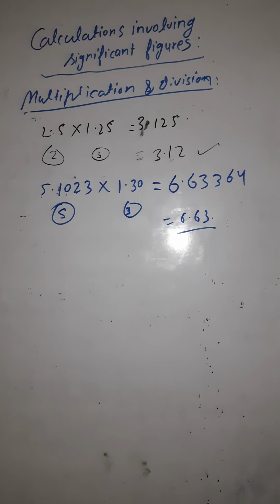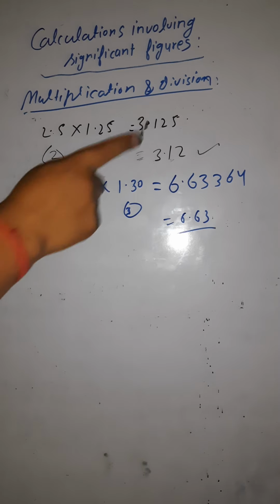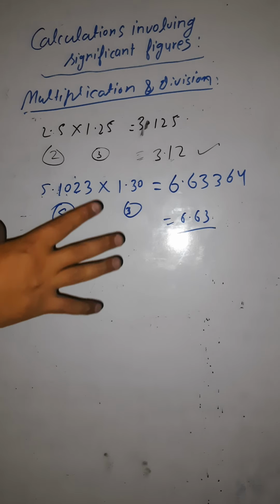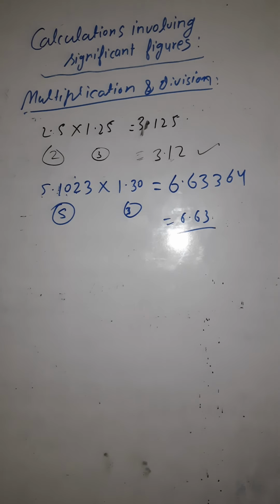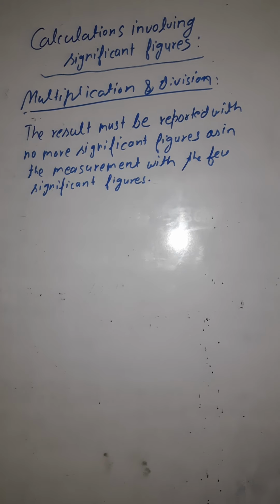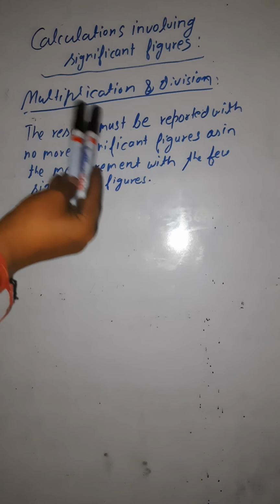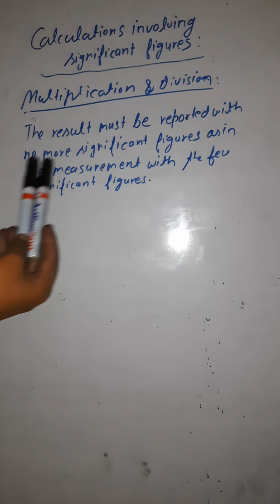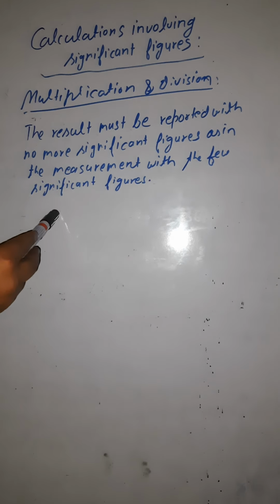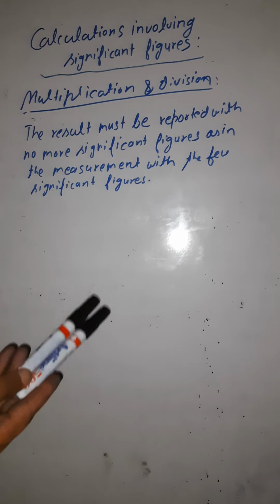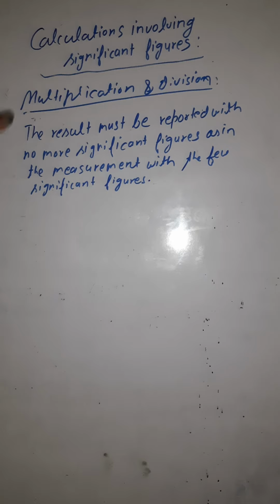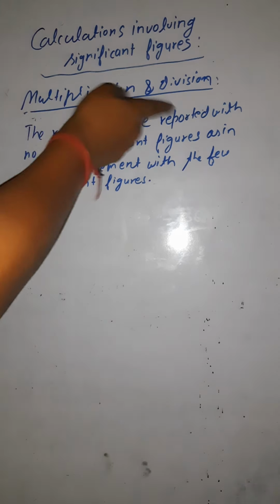So in case of multiplication and division, you would report the result according to the term which has the least number of significant figures. Very good. Let me write this all. Examples I have already discussed. Let me write this rule: the result must be reported with no more significant figures than the measurement with the fewest significant figures. Means you report the result according to the term with the least number of significant figures. I have just told it to you in a simple way, and examples also. We have the same rule for both division as well as multiplication.